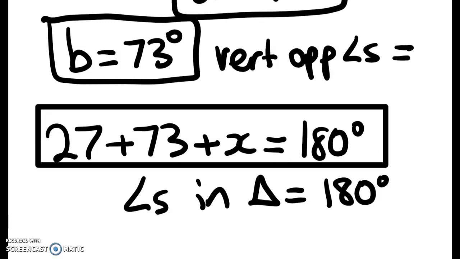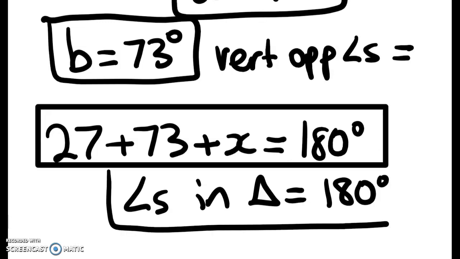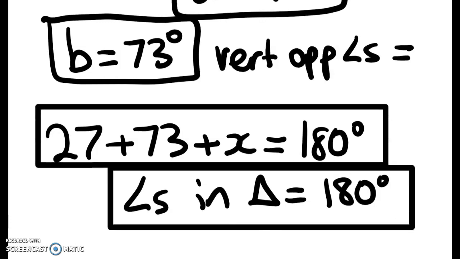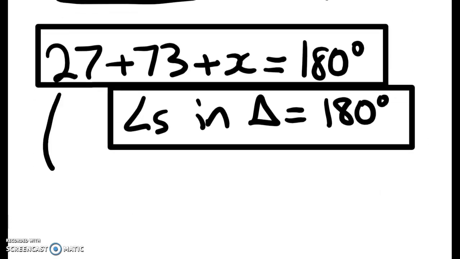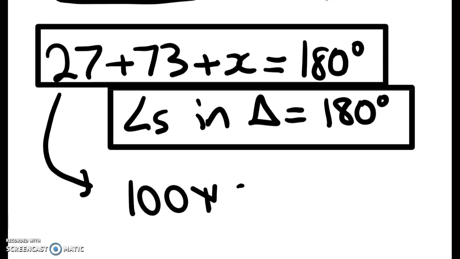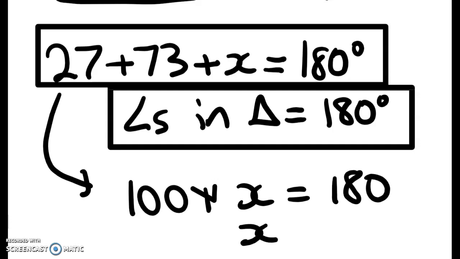Right, so there we go. That's my next one, and that is my reason for it. So we're not finished, because we have to find out what X is. So we've got 100 plus a number is equal to 180. So X is 80 degrees, and we're finished.